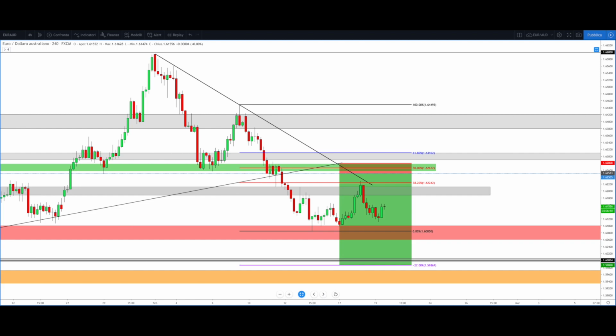Take notes guys, because I will explain some detail about these setups. So let's start with Euro Australian dollar.